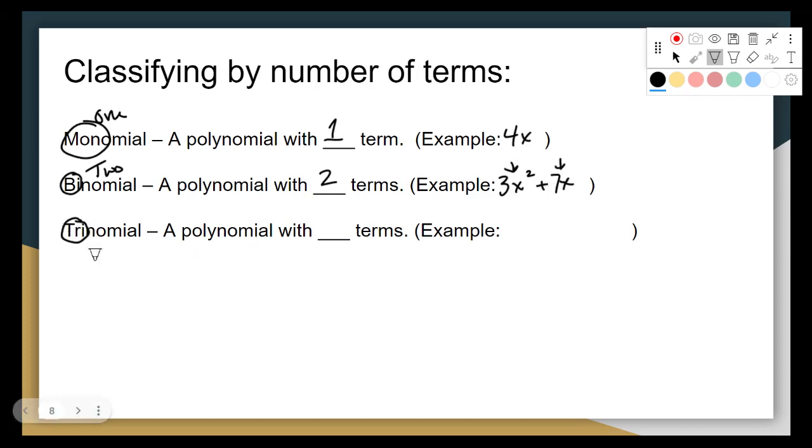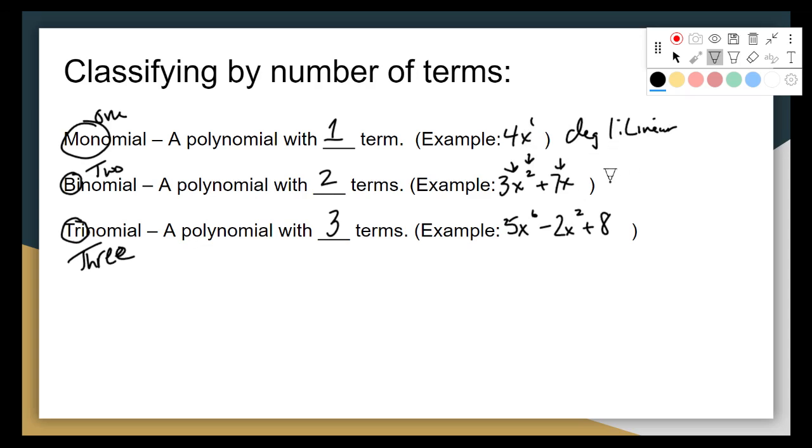A trinomial, like a tricycle, is a polynomial with three terms. So that might be like 5x to the sixth minus 2x squared plus 8. That's a trinomial. We can figure out the degrees for each one of these if you wanted. This first one is degree 1. It's linear. This second one, biggest variable exponent is 2. It's degree 2, quadratic. And this third one would be degree 6. We don't have a name for that. We just call it 6th degree.